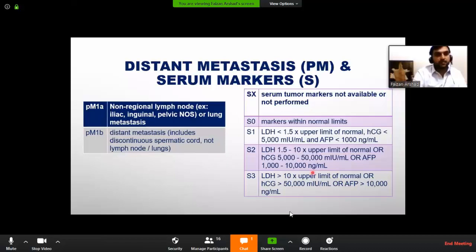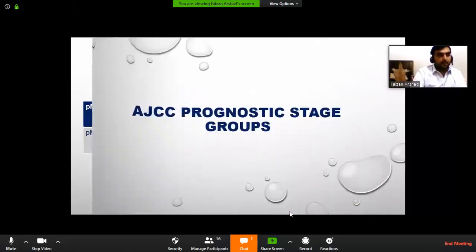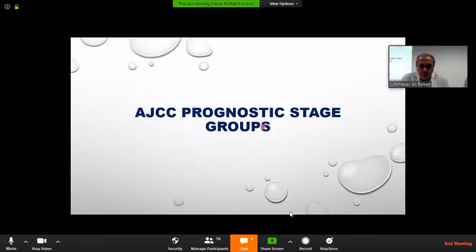And we discussed the serum markers, as I told. SX is no serum marker available, S0 is marker within normal limits, and S1 is LDH less than 1.5 times the upper limit of the normal. And we can see this. Just a minute.